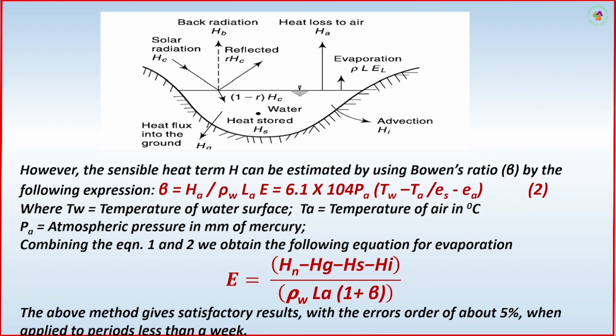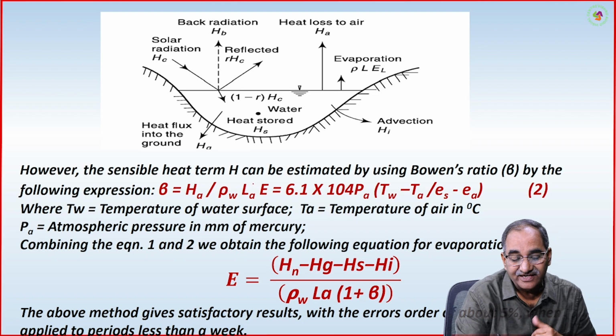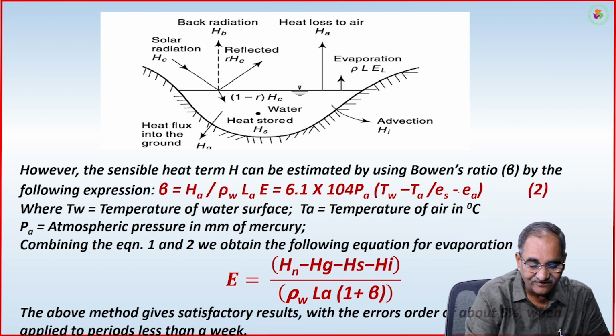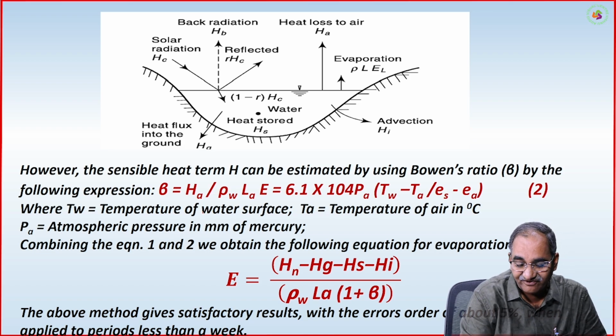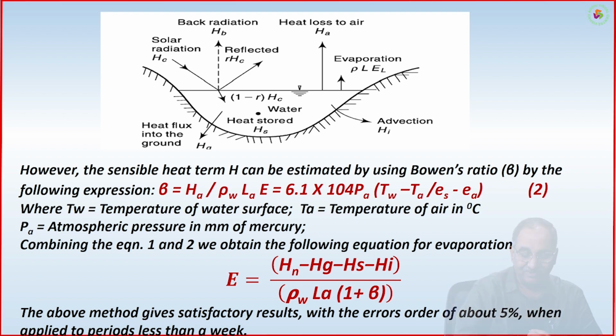However, our problem is still not solved; we have only found out the net heat energy. After that, the sensible heat term Ha can be estimated by using Bowen's ratio, which is given by B is equal to Ha divided by rho w into La into E, where rho w is the density, La is the latent heat of evaporation, and E is the evaporation. So from those two equations, we can find out E.